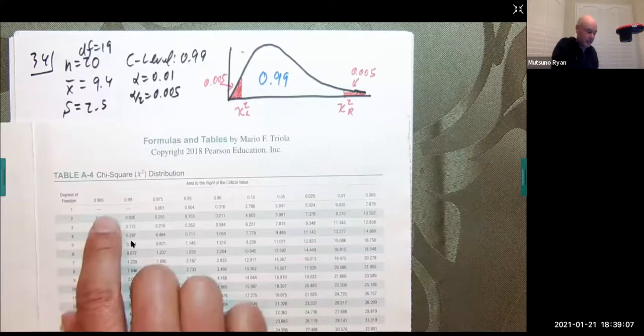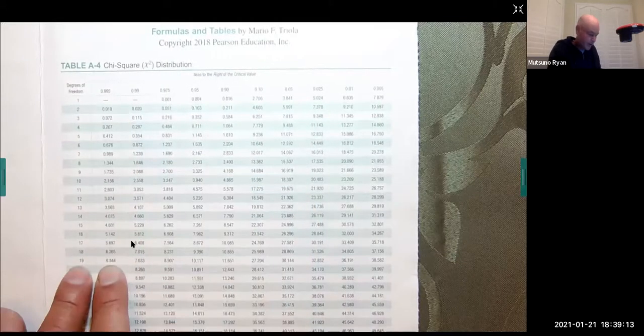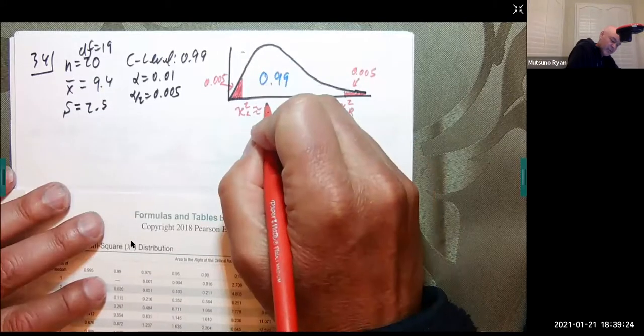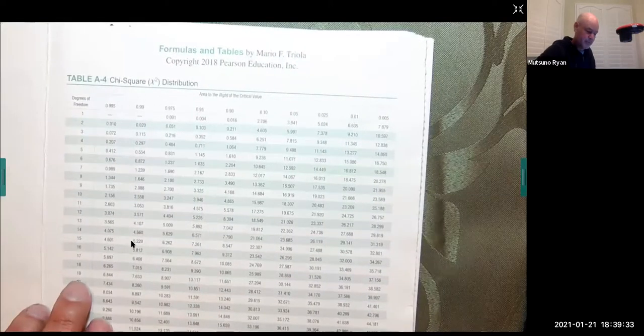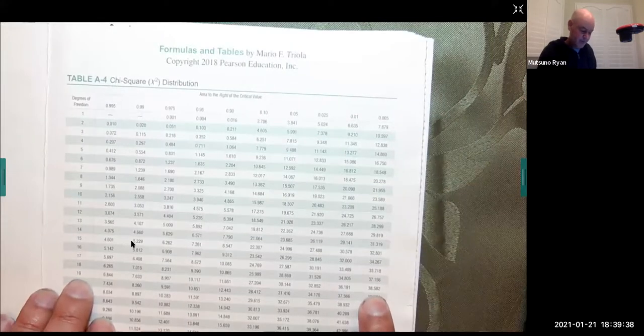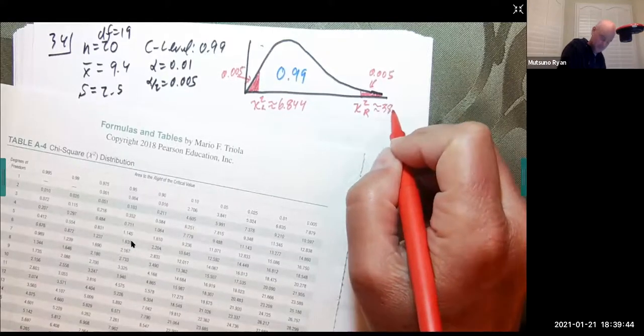I'm going to go down to degrees of freedom of 19, under 0.995. There we are. There's my left one: 6.844. Now, area to the right on this one is just 0.005. So I go to 19, 0.005, and I go down to where they meet. And that is 38.582.